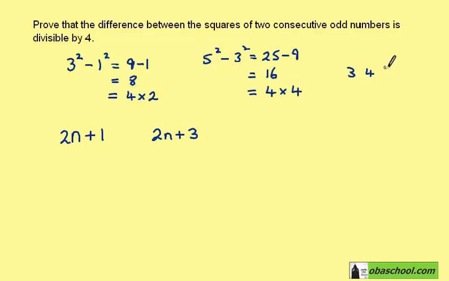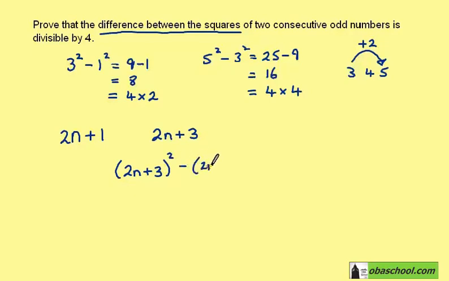Consider 3, 4 and 5. 3 and 5 are consecutive odd integers. We get from 3 to 5 by adding 2. We've done the same with 2n plus 1 and 2n plus 3. We want the difference between the squares of these two numbers. So we want (2n plus 3) squared take away (2n plus 1) squared.